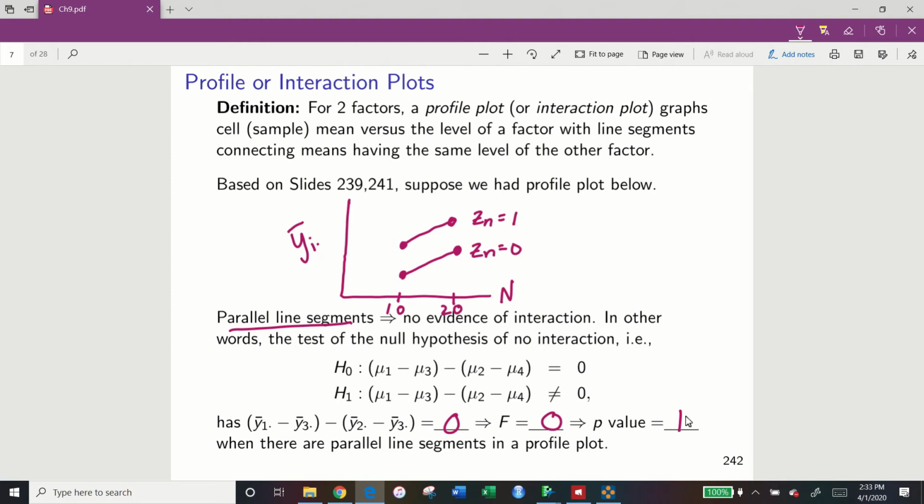And again, this is just in cases when we have parallel line segments in our profile plot. A p-value of 1 means we do not have a significant relationship. So again, no interaction when we have parallel lines. If our lines intersect or are close to intersecting, that is an indication that we do have an interaction effect.